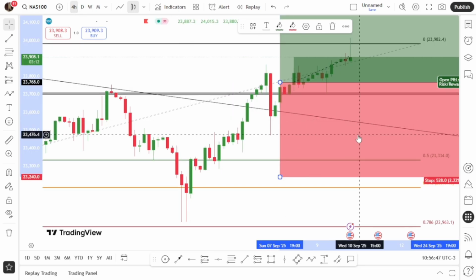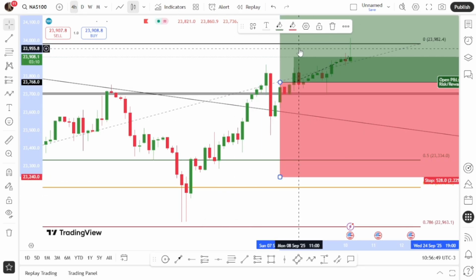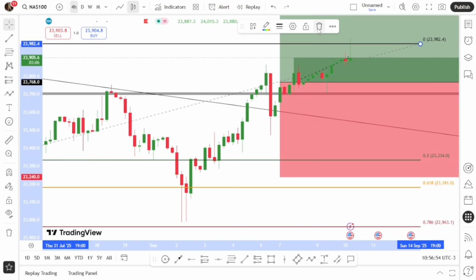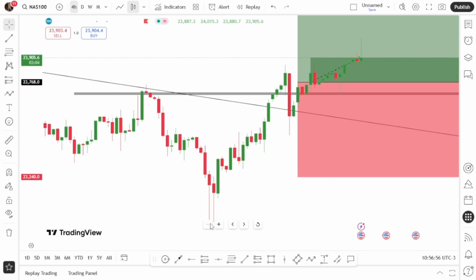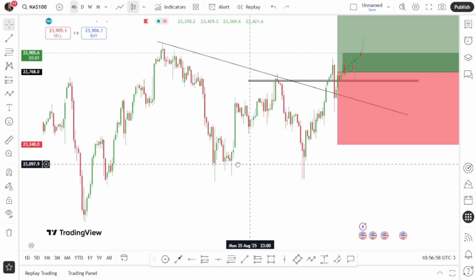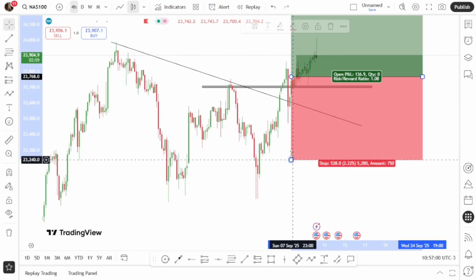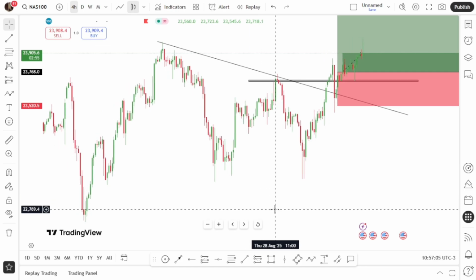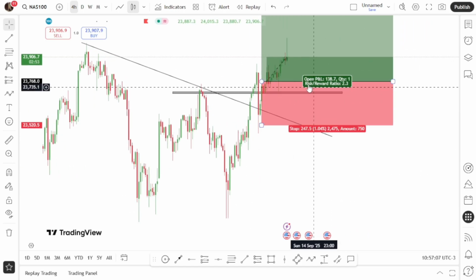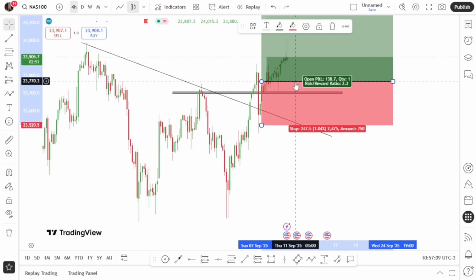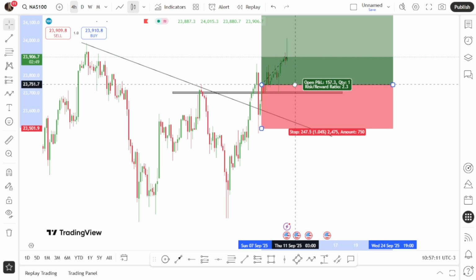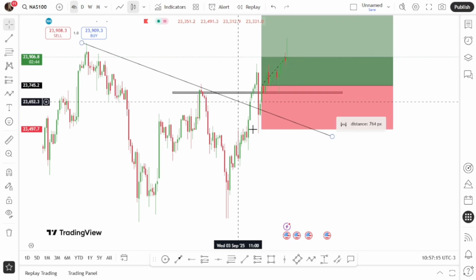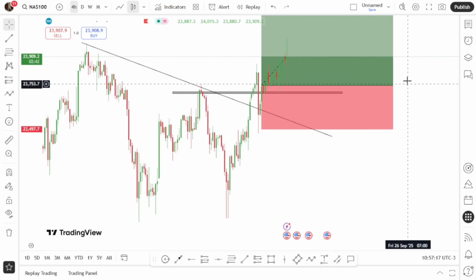So this is how my entry looks like. Let me remove this Fibonacci retracement. Okay, so now this is how my entry looks like. Here I'm on a buy on US30. My stops are beneath that level, and my entry is around there. Bring it down a bit. Yeah, my stops are beneath this level and my entry is there.